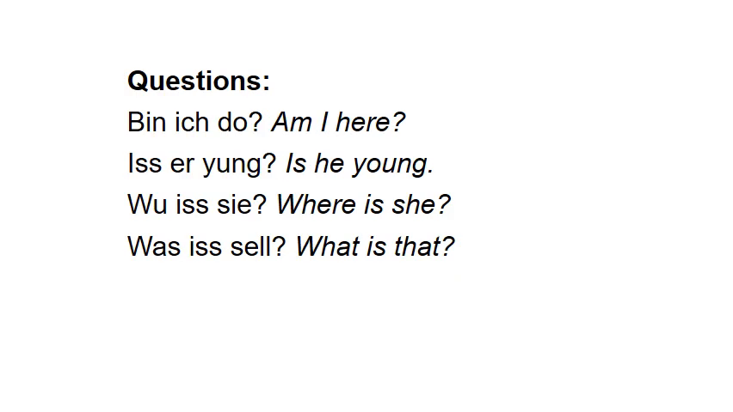The same thing holds true in questions. In English, if you want to make a question, you have to put the verb first. Am I here? Same thing in Deitsch. Bin ich do? Bin means am, ich means I, and do means here. To ask in English, is he young? Once again, we put the verb first. And in Deitsch, we would do the same thing. Ist er jung? Jung means young.